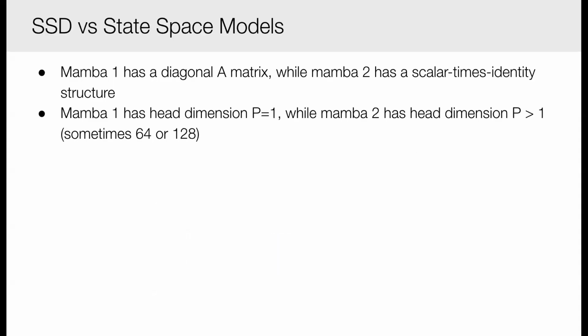So now Mamba 1 has a diagonal A matrix, whereas Mamba 2 is set as a scalar times identity structure, which basically means you have a diagonal matrix, but every single diagonal value is the exact same value. Mamba 1 originally had a head dimension of just p equals 1, and then you would put multiple of these dimensions together and mix them with an MLP layer to understand how the layers interact with each other. Now we just have multiple head dimensions and they operate like that.